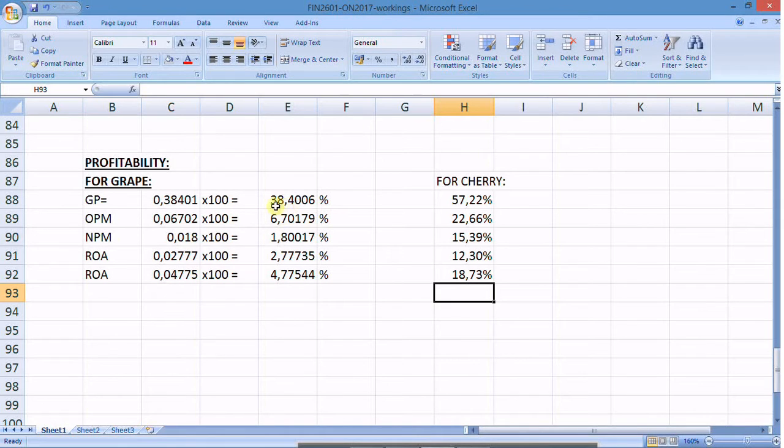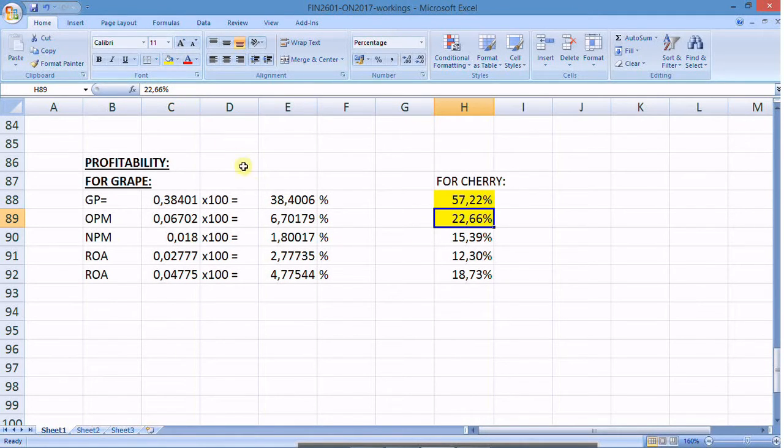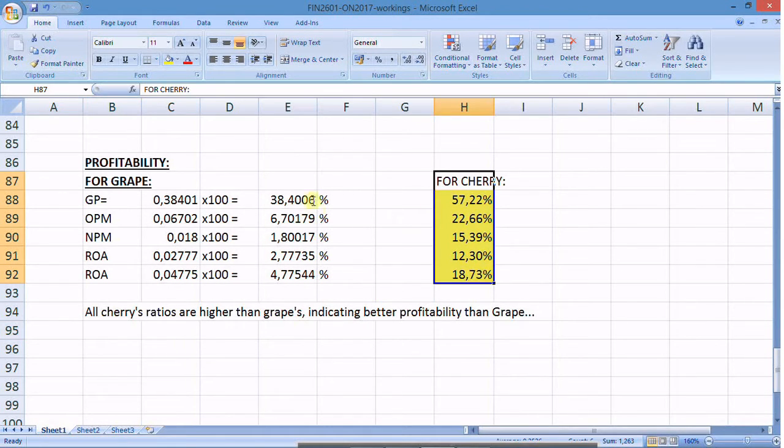Right, so let's check. Gross profit, cherry is better. Operating profit, cherry is better. Net profit margin, cherry is better. Return on assets, cherry is better in all instances. So all of cherry's ratios are higher than grape's, indicating better profitability than grape. Obviously those ratios are more than those. So cherry has a better profitability in terms of generating value. Okay, and that was it.